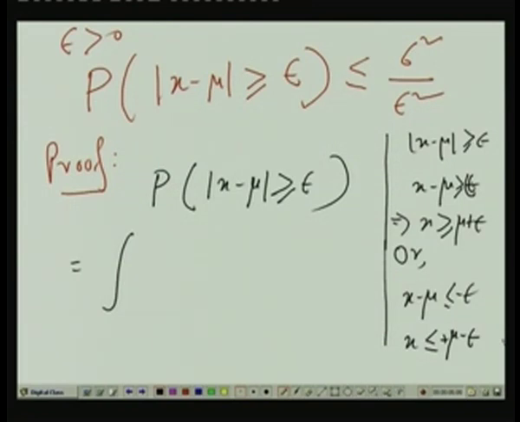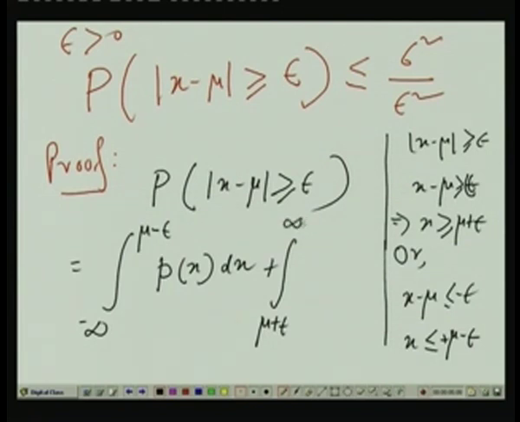Okay. So there should be two integrals, one from minus infinity to mu minus epsilon. If you see Papoulis's book, there is a mistake here. He puts a minus symbol with mu. That is wrong. It will be mu minus epsilon, p(x), which is the probability density of x, dx, and there is another integral from mu plus epsilon up to infinity of p(x) dx. Okay.